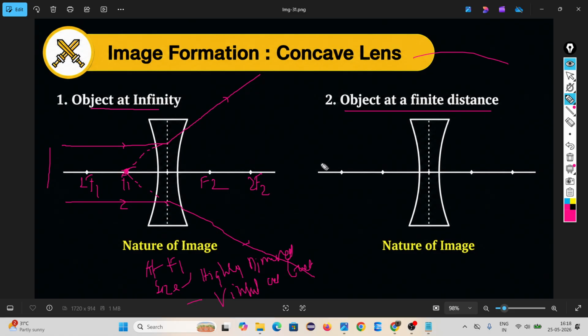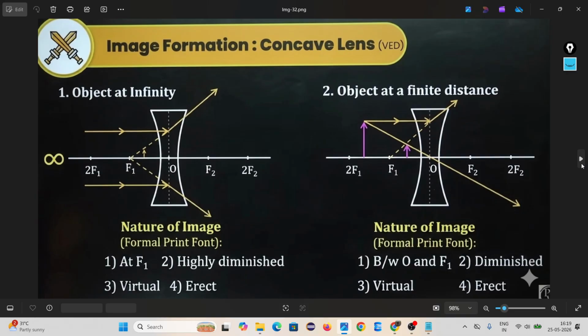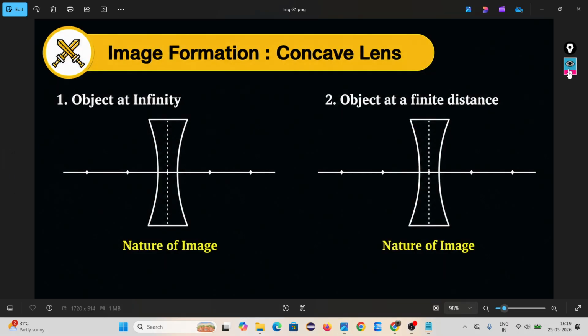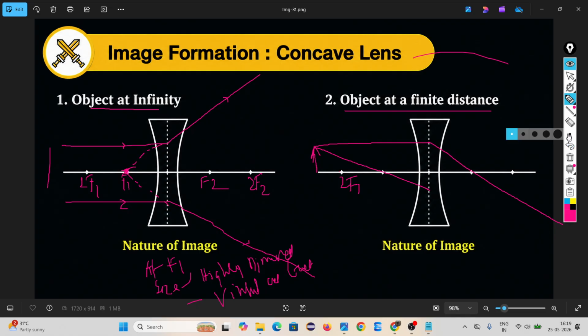Then come to object at a finite distance. Finite distance means not beyond 2F1. Here, suppose one ray coming parallel, another through F1. Okay. Just a minute. Second case. Not through this; you have to take it through the optical center.